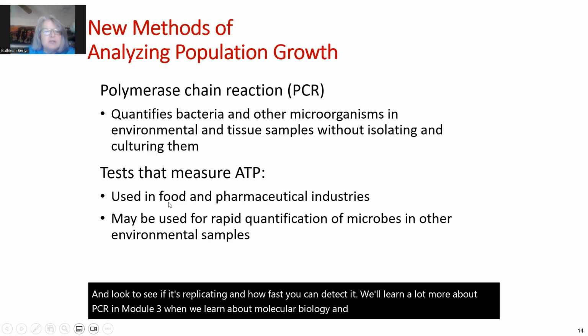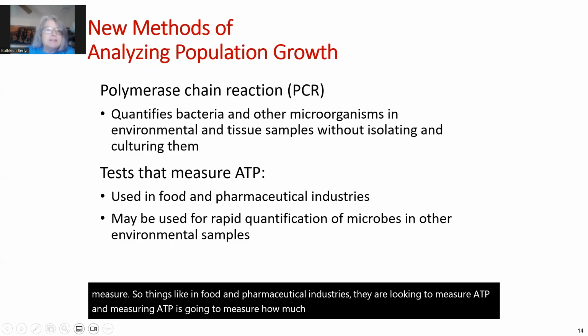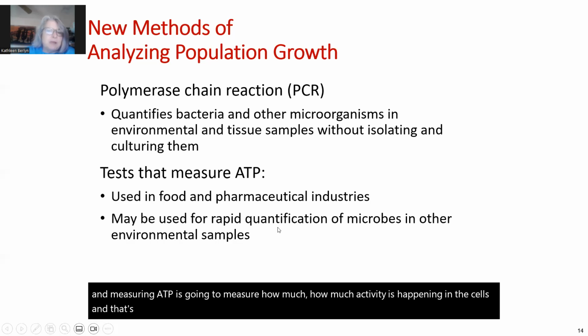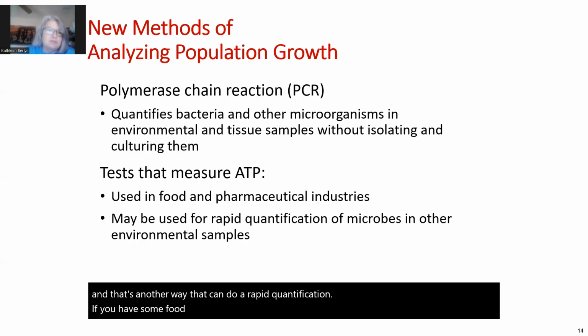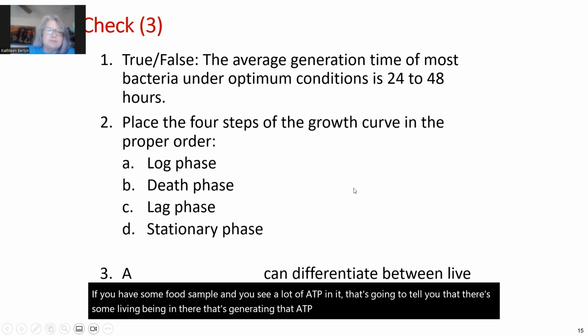And then there are other new ways to measure. Things like in food and pharmaceutical industries, they are looking to measure ATP, and measuring ATP is going to measure how much activity is happening in the cells, and that's another way that can do a rapid quantification. If you have some food sample and you see a lot of ATP in it, that's going to tell you that there's some living being in there that's generating that ATP, that's producing it.